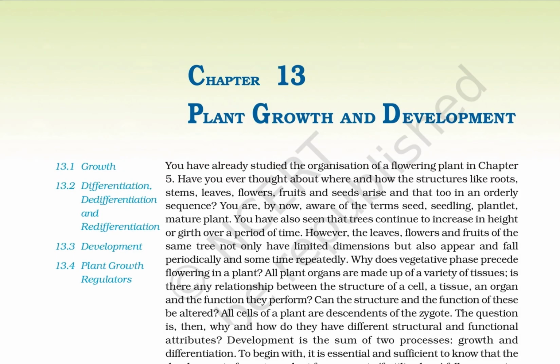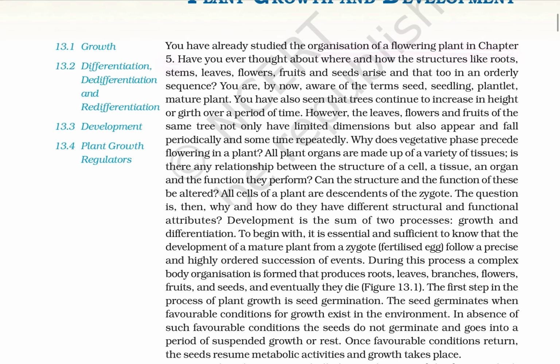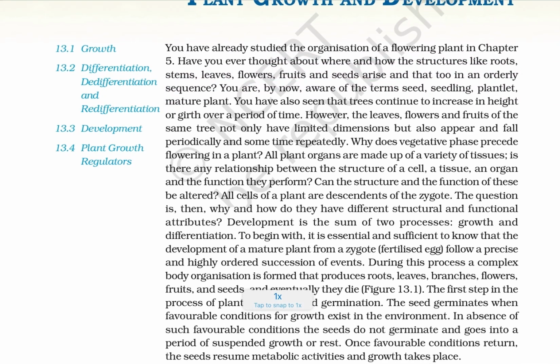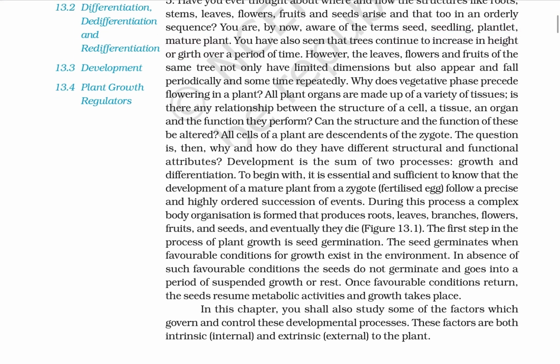Let's begin the chapter: Plant Growth and Development. You have already studied the organization of flowering plants in Chapter 5. You have thought about where and how structures like roots, stems, leaves, flowers, and seeds arise, and what their ordinary sequence is. You are by now aware of the terms seed, seedling, plantlet and mature plant.